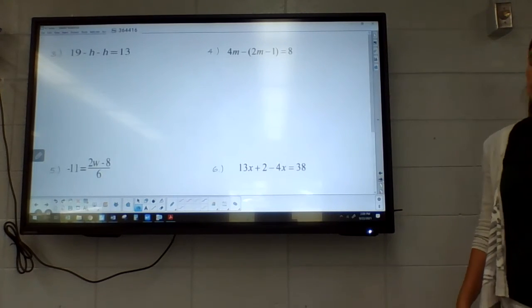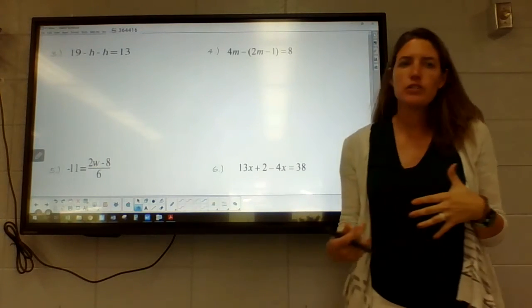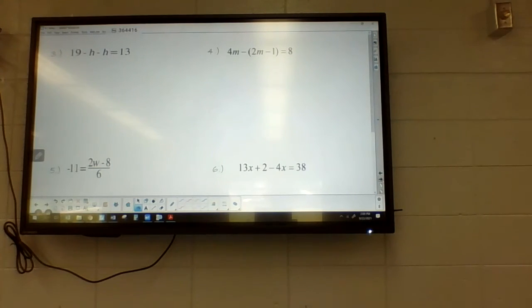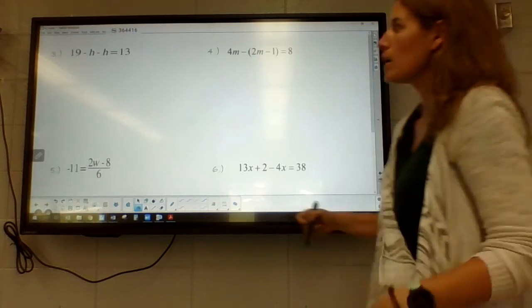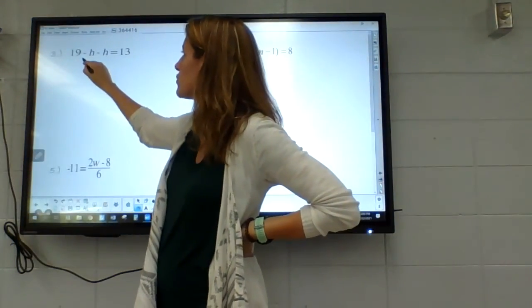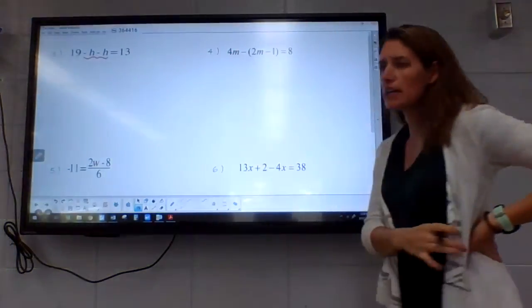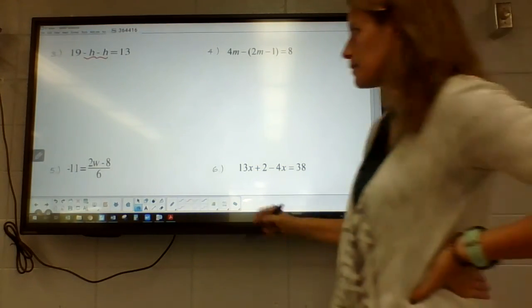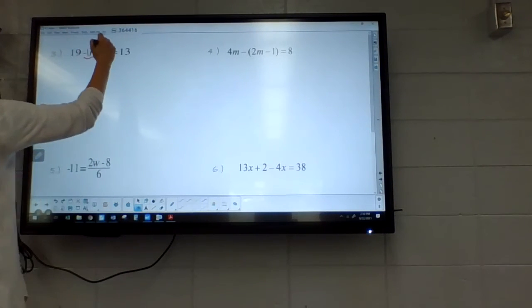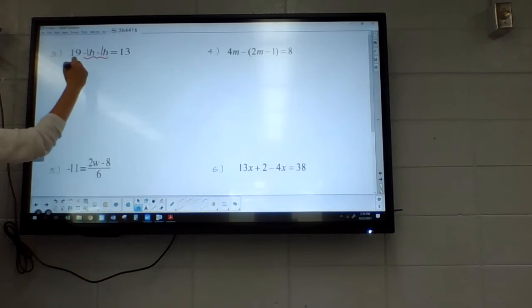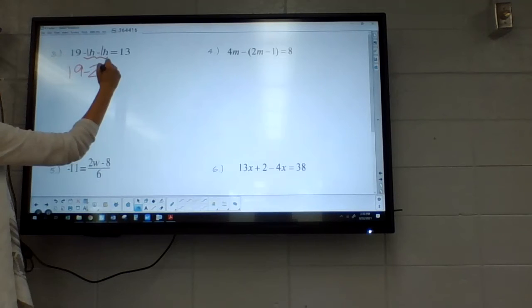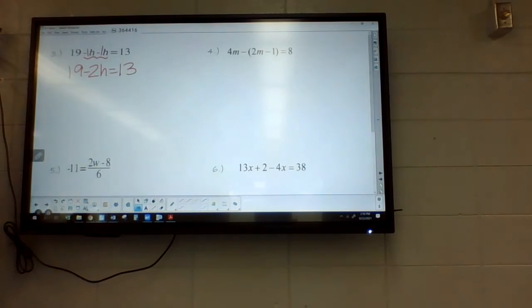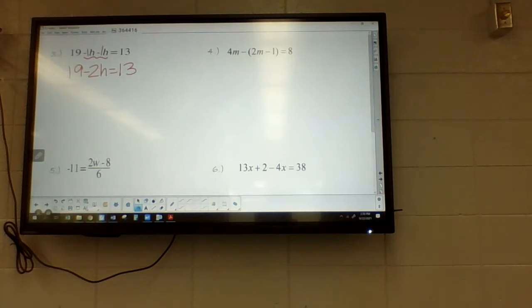So in number 3 here, the first thing we want to do is combine some like terms. We have these two h's here, negative h and negative h. What's that going to end up being? It's going to be a negative 2h. So negative 1, negative 1. So I combine those like terms first. There was no distributive property to worry about, so we combine those first.